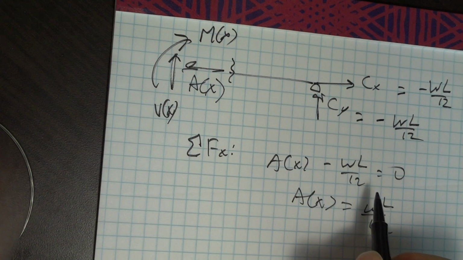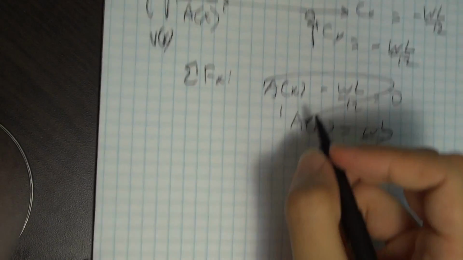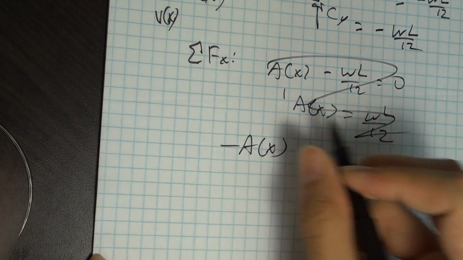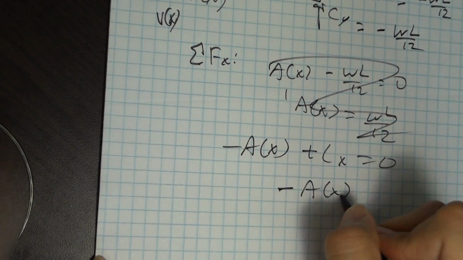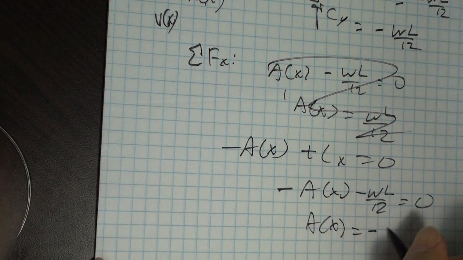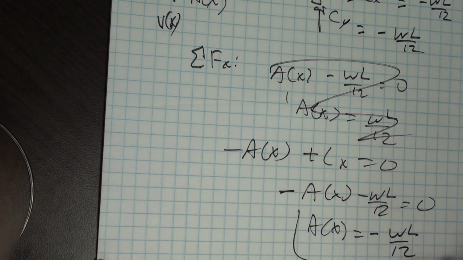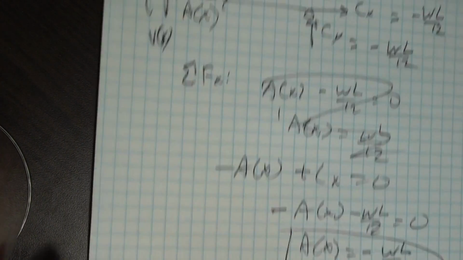What did I do here? I have the signs reversed here. Sorry, let me start this again. Negative Ax plus Cx equals 0. Negative Ax minus WL on 12 equals 0. Ax equals negative WL on 12. So I should have kept track of my signs better.